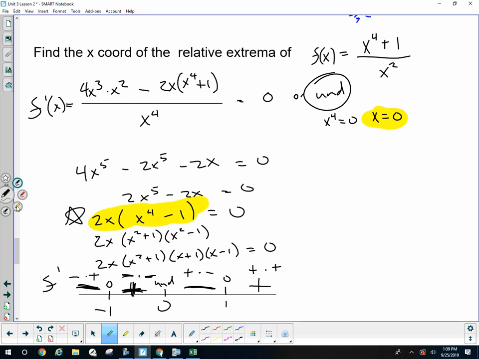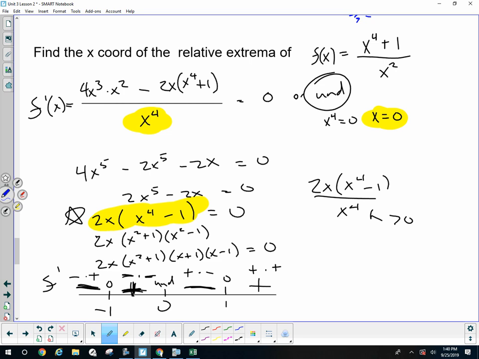Now, I neglected something. We should have also incorporated this x to the fourth. I should have looked at 2x over x to the fourth minus 1 over x to the fourth. However, I know this is always positive, so it doesn't affect the signs if I just looked at the numerator. Okay, cool.